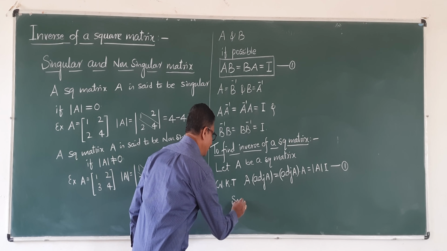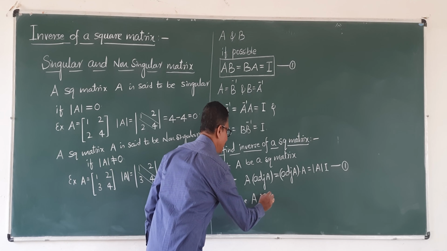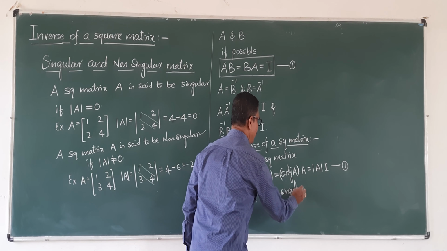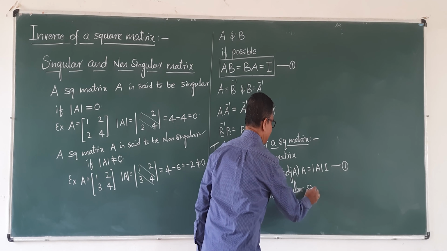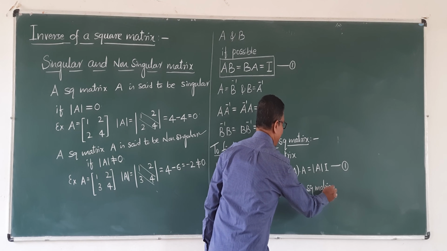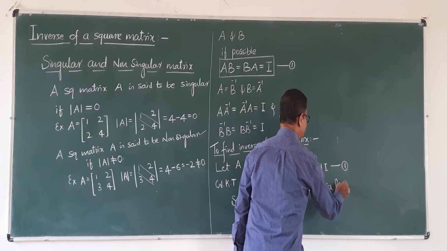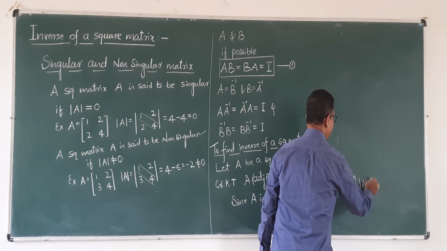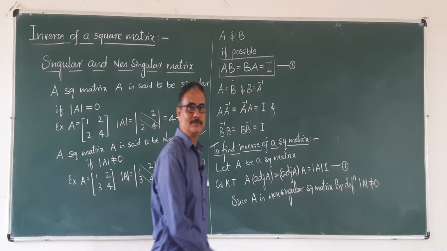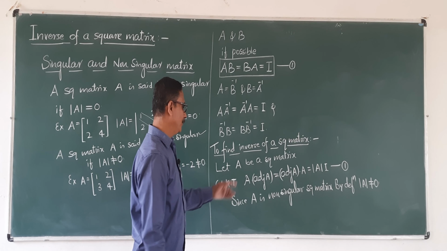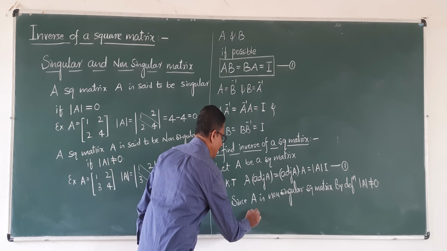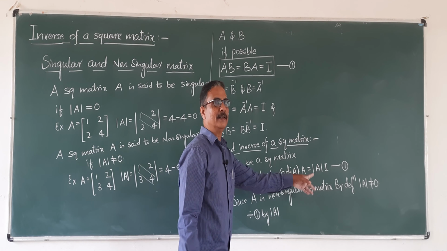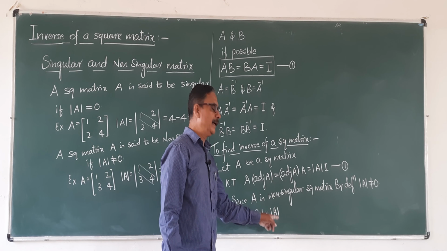Since A is a non-singular square matrix, by the definition of a non-singular square matrix, determinant of A is not equal to 0. If determinant of A is not equal to 0, we can divide equation 1 by determinant of A. Since A is non-singular, we are able to divide.